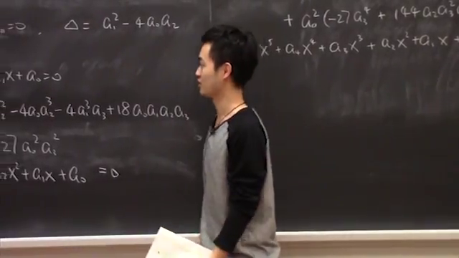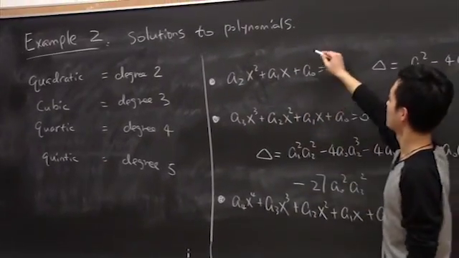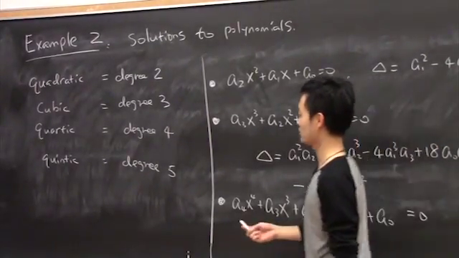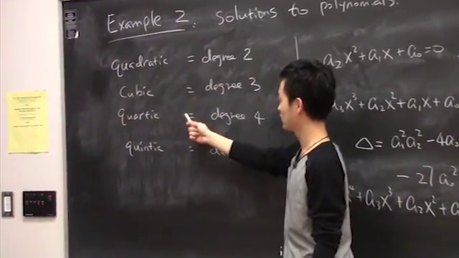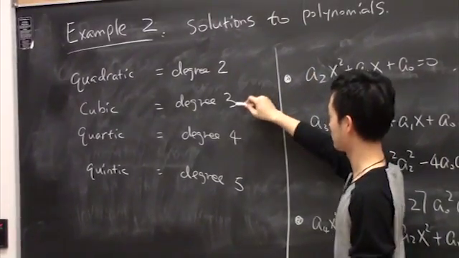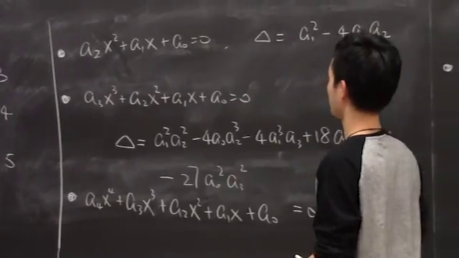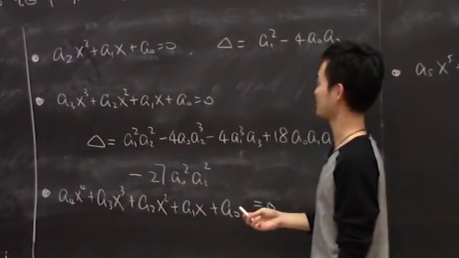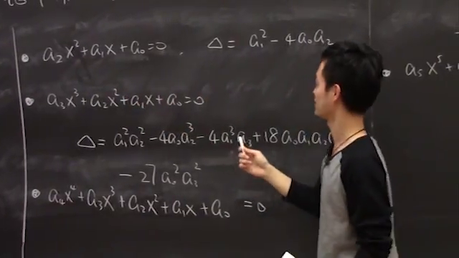Now let's move on to our second example, which relates to solutions to polynomials. Before we start, let's see some terminology. When we say quadratic, cubic, quartic, and quintic, they just mean polynomials with degree 2, degree 3, degree 4, and degree 5, respectively. Another bit of math you may still remember from high school is the famous quadratic formula.